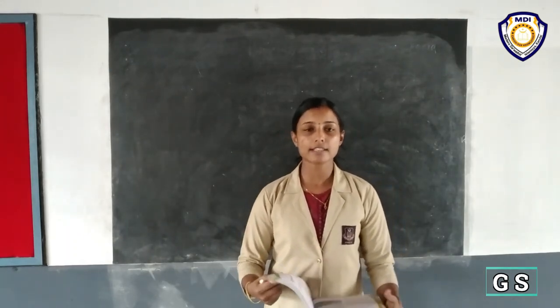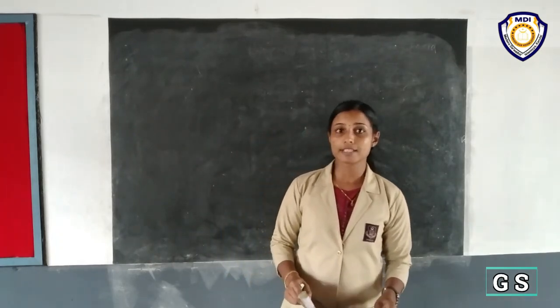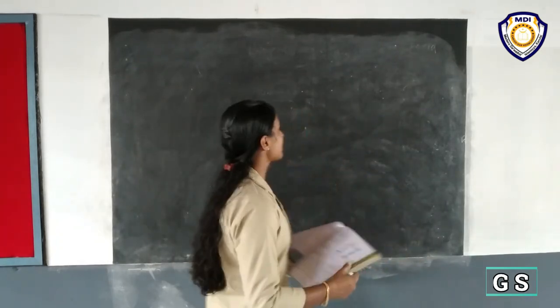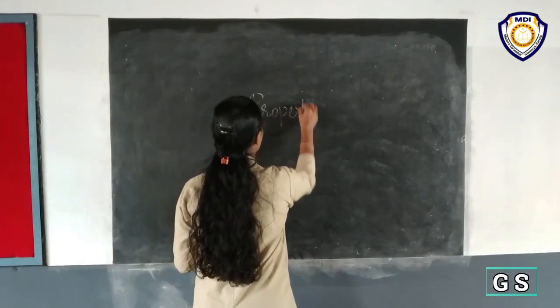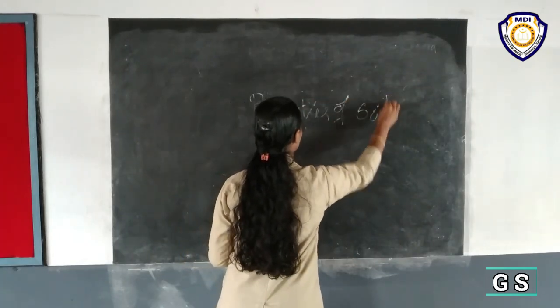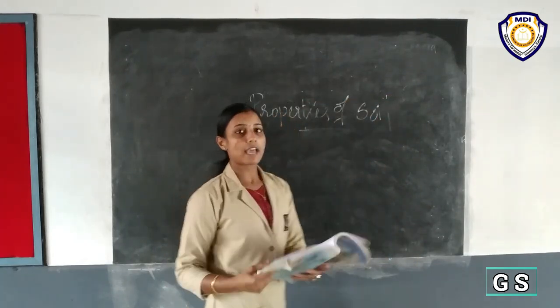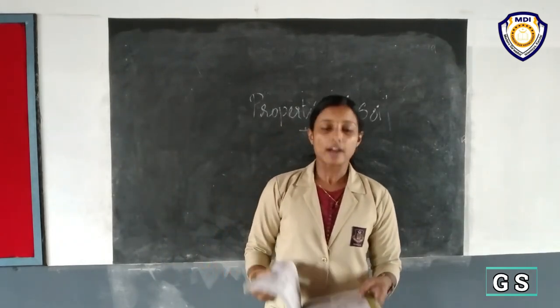Okay, so that is about types of soil, and here we are going to discuss the properties of soil. Okay, so what are the properties of soil? So first one, here it is given to you, that is percolation rate of water in soil.